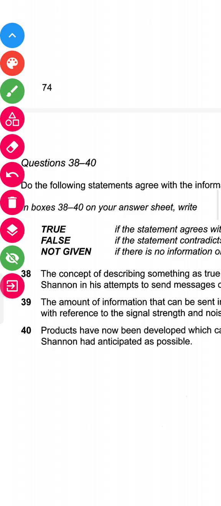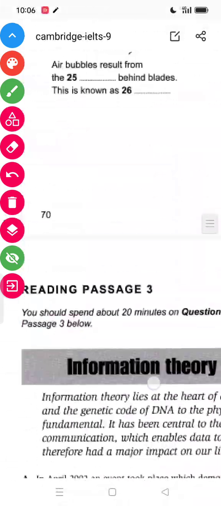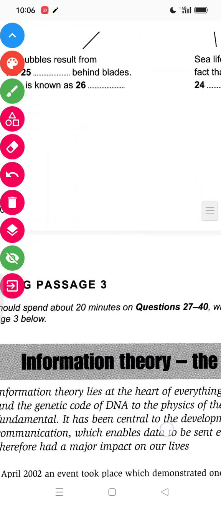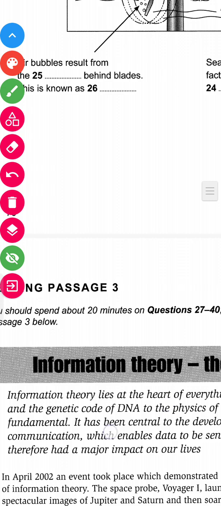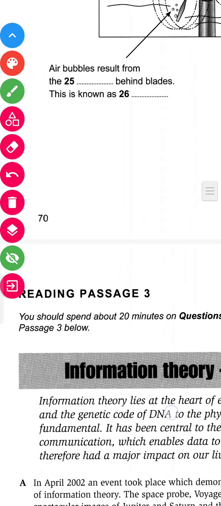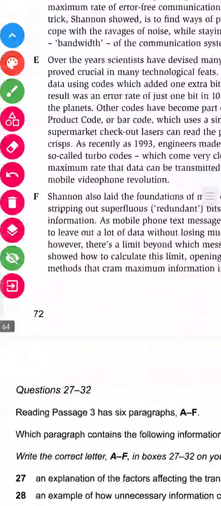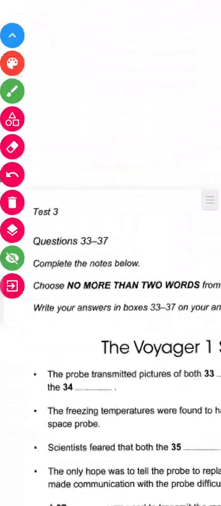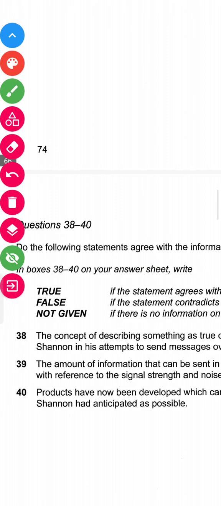We will be doing only these true, false, not given from the passage of Cambridge Book 9, Passage 3, Information Technology, the Big Idea. It is Information Technology, the Big Idea, which is Passage 3, and we are going from Cambridge Book 9, question number 38, 39 and 40. True, false, not given.